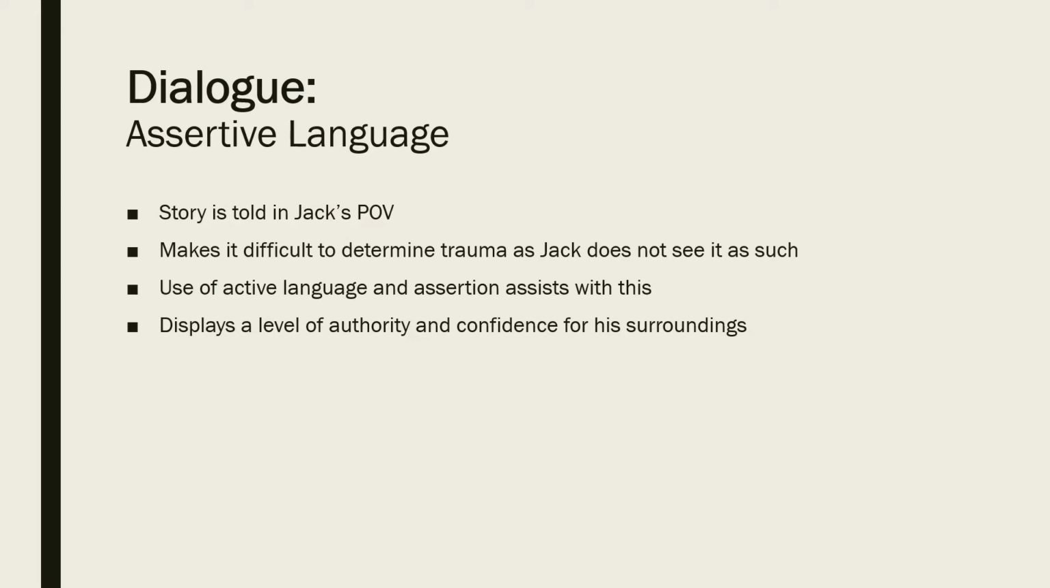An interesting technique which Donoghue uses to pull this off effectively is the use of assertion within Jack's inner thoughts. When describing a scene or discussing something which has occurred, Jack does so with active language, displaying a level of authority and confidence for what is happening around him. Take this scene where Jack is watching Dora.